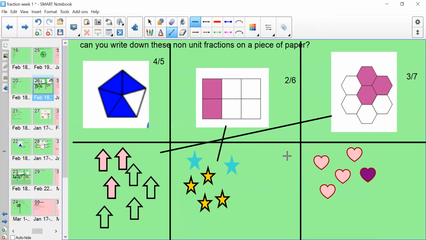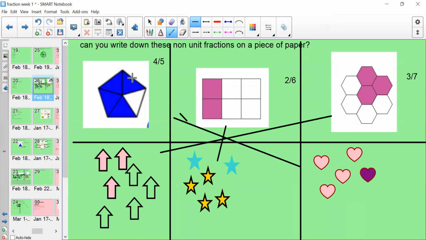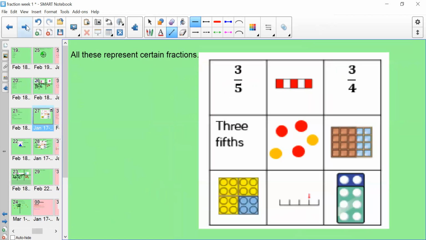Because 4 of them are pink out of the 5. Okay, so those would match. Okay, so these are non-unit fractions. Okay, so have a look at this picture now. All of these represent certain fractions.